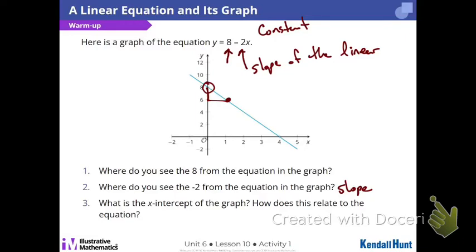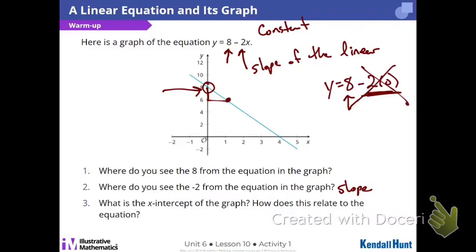The only thing I want to point out is this value of 8 right here, it happens when x is 0, right? When x is 0, that's this whole axis. When x is 0, what does y equal? 8. And the reason is something times 0 is 0.